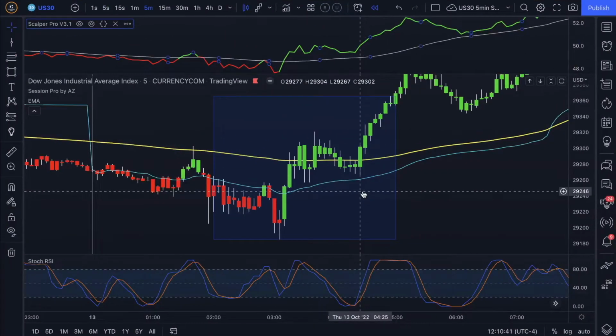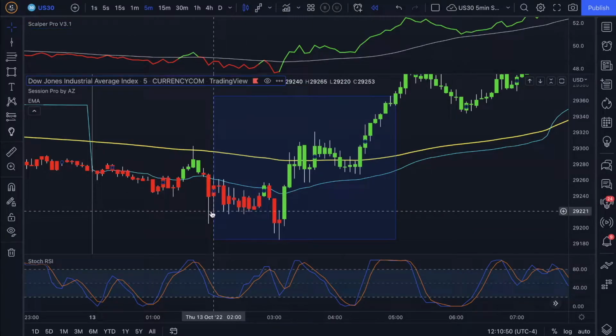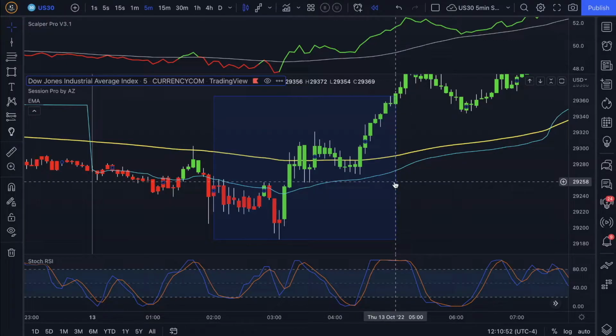Alright, here we have the price action during the London kill zone on Thursday, October the 13th, starting at 2 AM New York local time, ending at 5 AM New York local time. That's the previous day of the example we just looked at. So let's see what we got here.